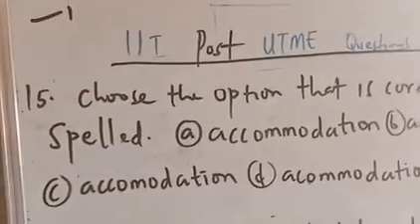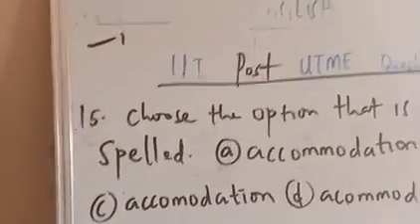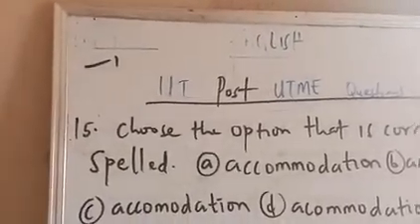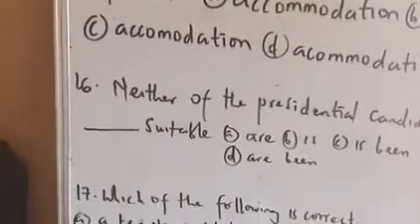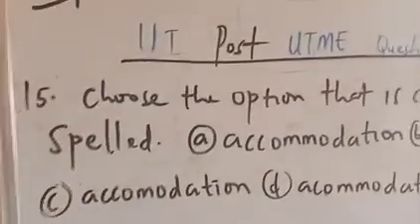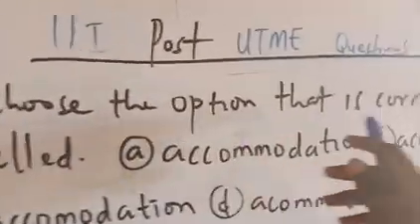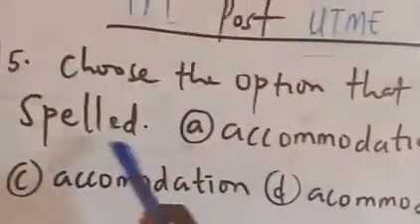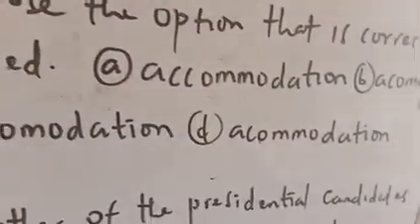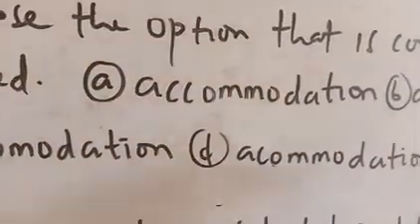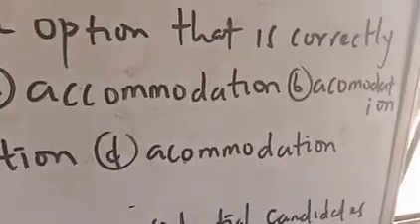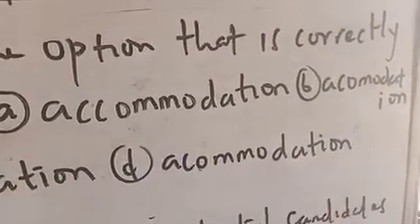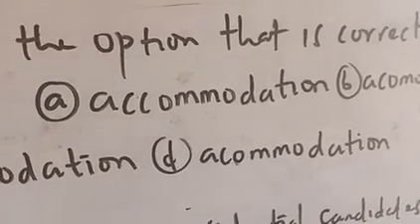Okay, welcome once again. Now, looking at this next set of questions, 15 to 17. Choose the option that is correctly spelled. So we want to spell accommodation, but we don't know which one is the correct one. You can look at them and choose. Let's see which one you choose.